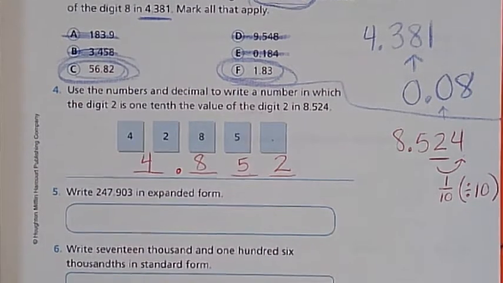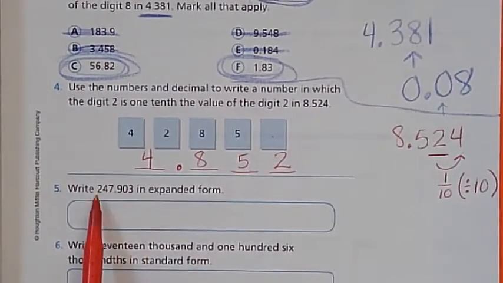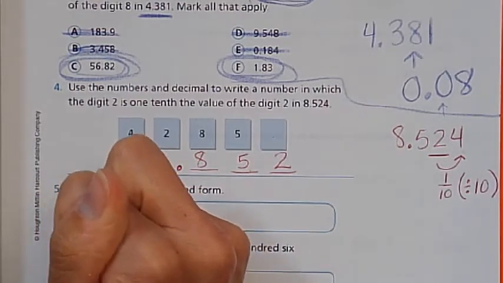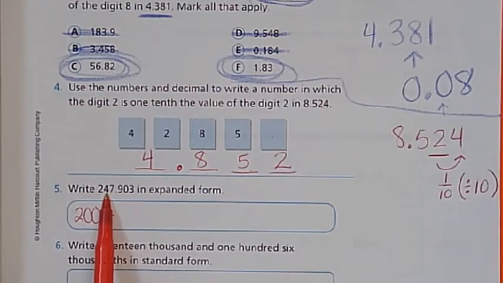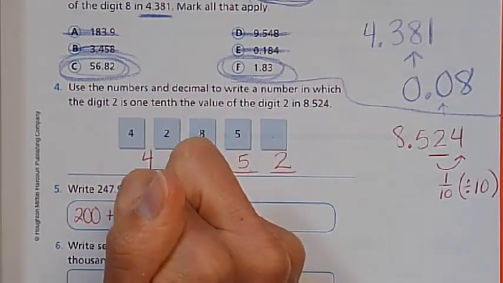Okay, next one is number 5. Number 5 says write 247 and 903 thousandths in expanded form. So in expanded form, I'm just going to go ahead and write it in its value. So the 2 is in the hundreds place. So I have 200, and I put my plus sign. 4 is in the tens place, so the value of the 4 is 40.